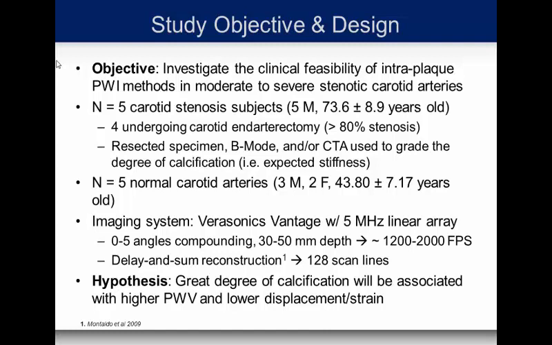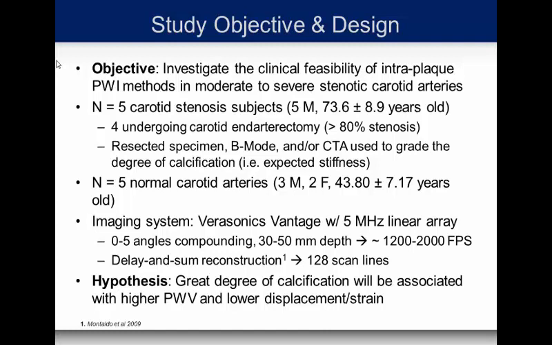We also perform the same measurements in 5 normal carotid arteries. We try to age match them as best as possible, but there's still a significant age difference between the groups. For the imaging system, we use plane wave with a Verasonics Vantage system. Imaging parameters are shown here, and we use delay-and-sum to reconstruct 128 scan lines.